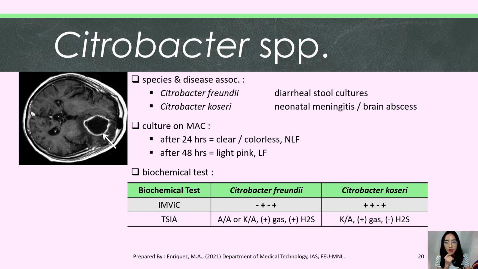Here are other biochemical test results of Citrobacter freundii versus koseri. So on IMViC, isa lang po ang pinagkaiba nila, and that is the indole production. So Citrobacter freundii is indole negative, while Citrobacter koseri is indole positive.